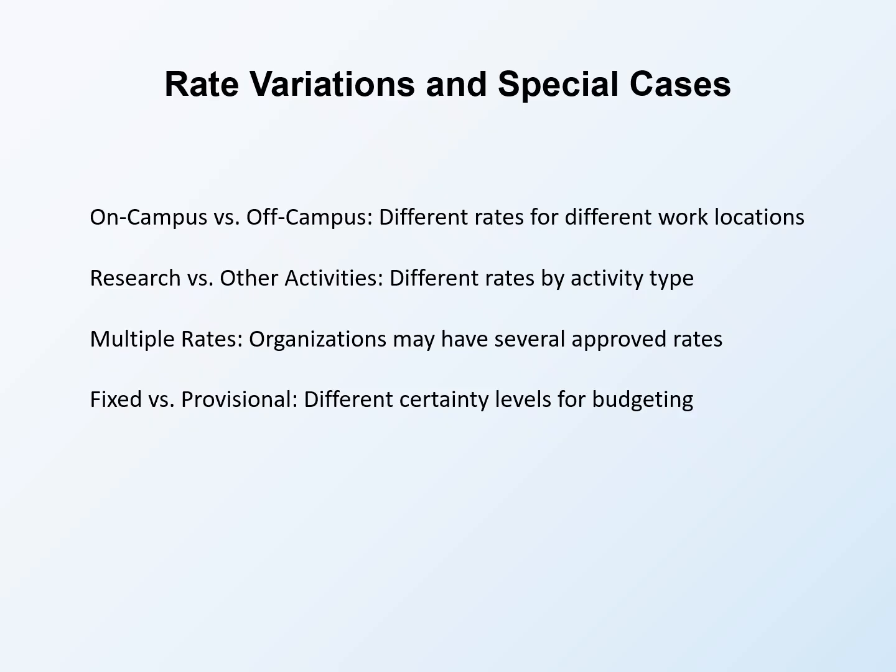Fixed versus provisional rates affect budgeting certainty. Fixed rates will not change regardless of actual costs, providing budget predictability. Provisional rates may be adjusted later based on actual cost experience, creating some uncertainty about final costs. Know what type of rate you are using when preparing budgets.